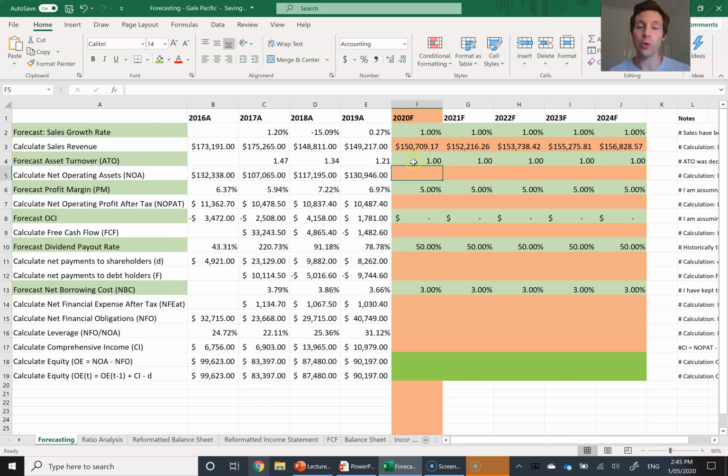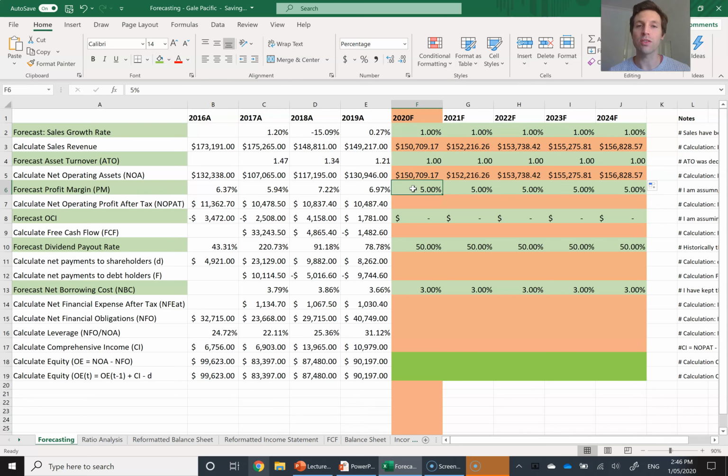Once I've done my forecast in green, I can then do the calculation. I take my sales revenue and I divide through by my asset turnover ratio. And that's going to give me my net operating assets. I drag it across to make sure I get my forecast all the way out to 2024. So I've now completed my sales revenue forecasting and my net operating assets forecasting.